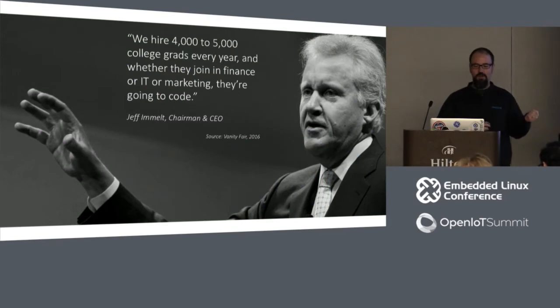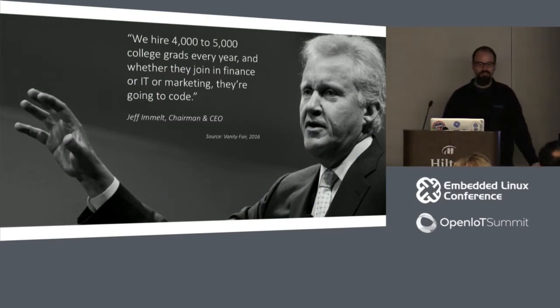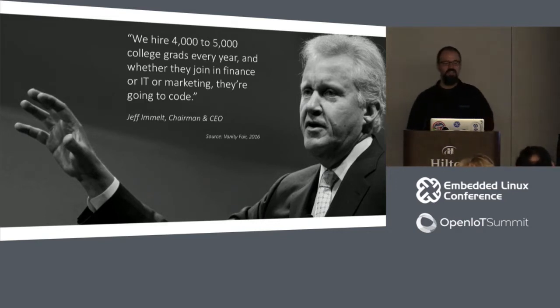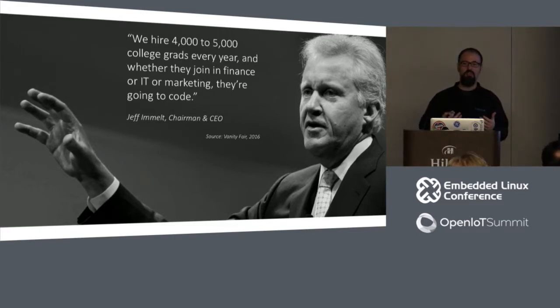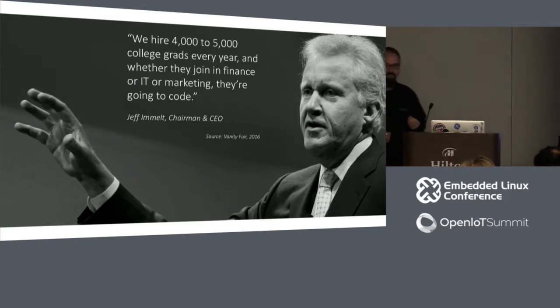And so going from Thomas Edison to Jeffrey Immelt, I don't know if you guys are familiar with him, but he is the CEO and chairman of General Electric. And last year he was quoted as saying that we hire between 4,000 and 5,000 college grads every year, and whether they join in finance or IT or marketing, they're going to code. And I think this quote speaks to me for a couple of reasons.